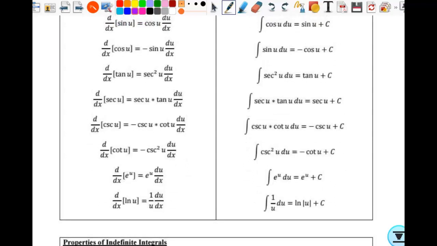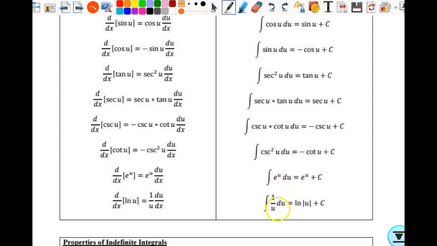Remember that, what does e stand for? Easy, okay? So the derivative of e to the u is e to the u. So the antiderivative of e to the u is e to the u plus c. Okay, make sense? And then the derivative of the natural log of u is 1 over u.